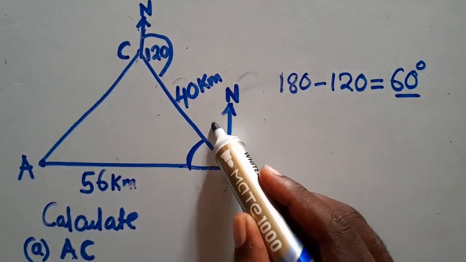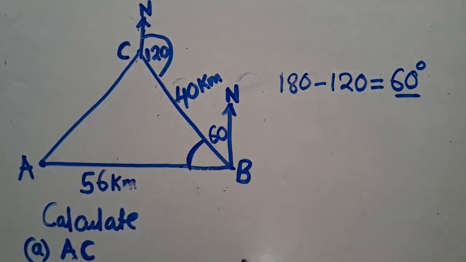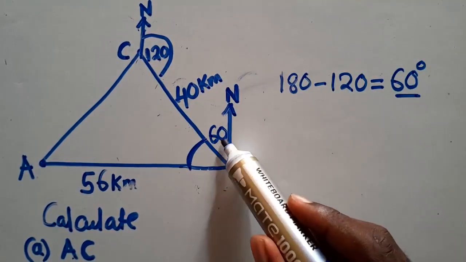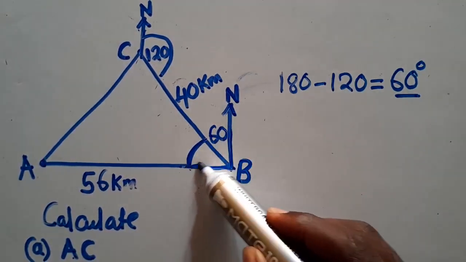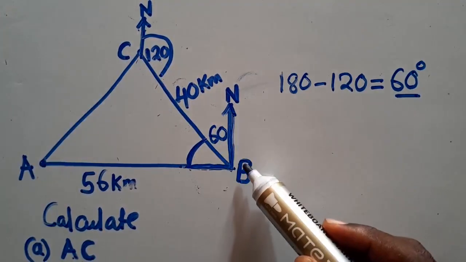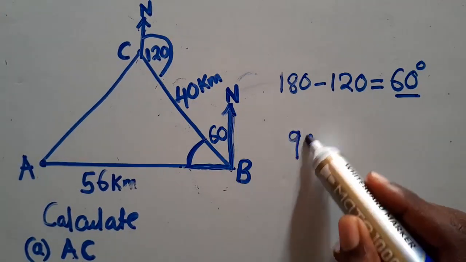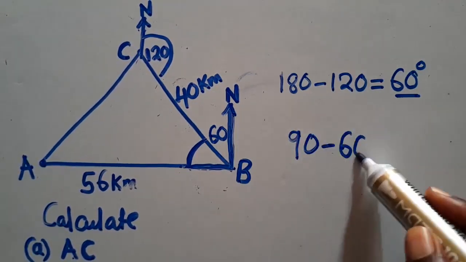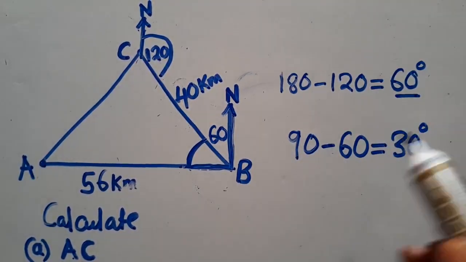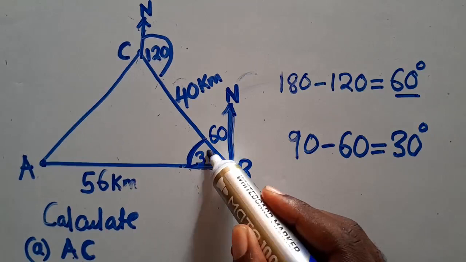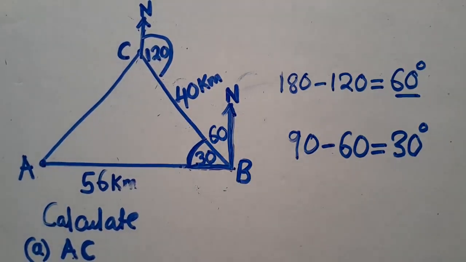So meaning that here you've got what? 60 degrees. So after we found that there is 60 degrees, this is a right angle. And a right angle adds up to 90. So you just say 90 minus 60. What answer are you getting? You're getting 30 degrees. Meaning that there you've got what? 30 degrees. So we found the angle which is there.